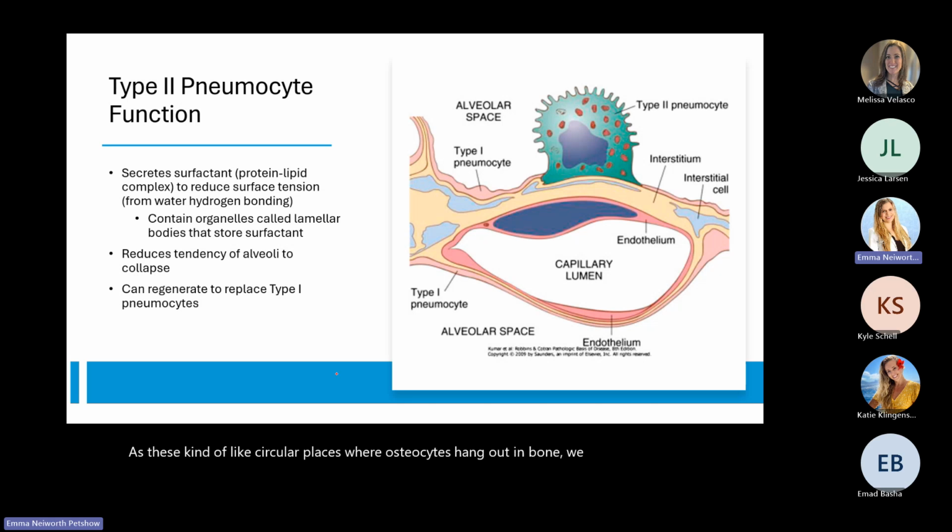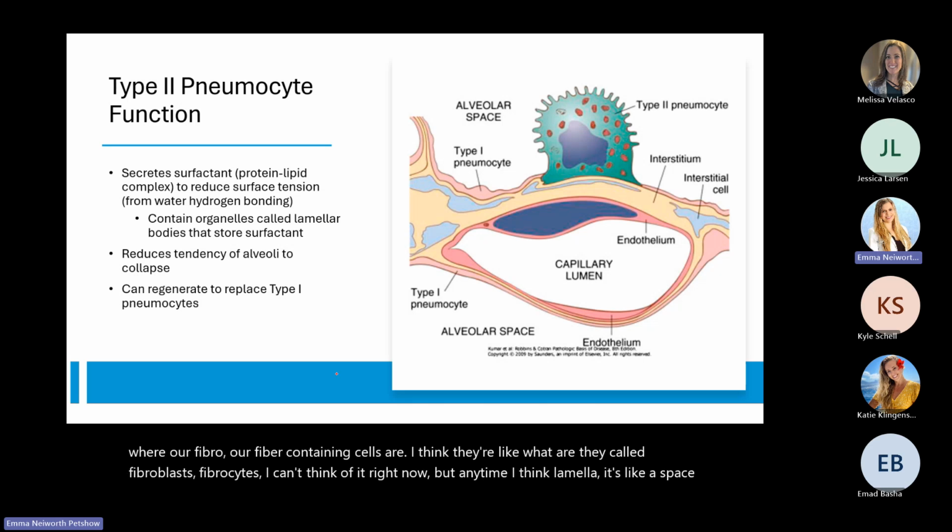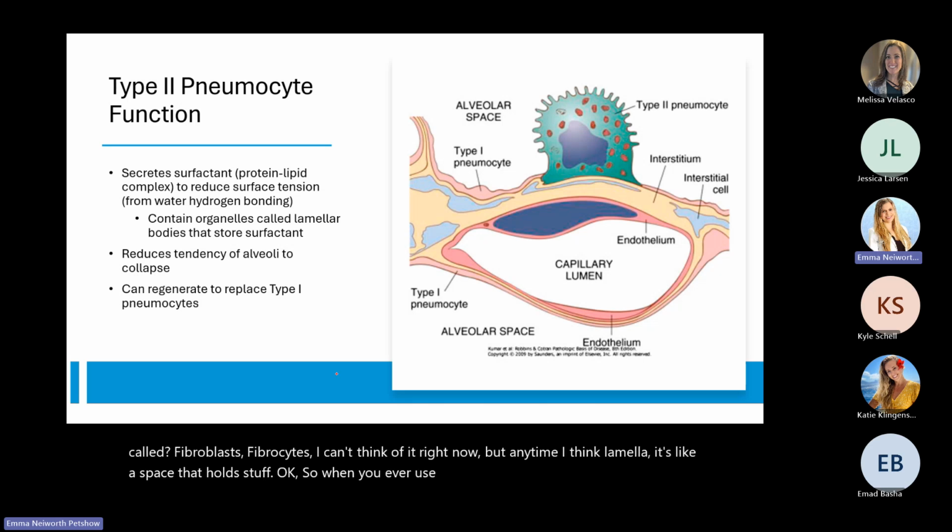We also have lamellae where our fiber containing cells are. I think they're like, what are they called? Fibroblasts, fibrocytes. I can't think of them right now. But anytime I think lamella, it's like a space that holds stuff. Okay, so whenever you see that word, it's a space that's holding something.